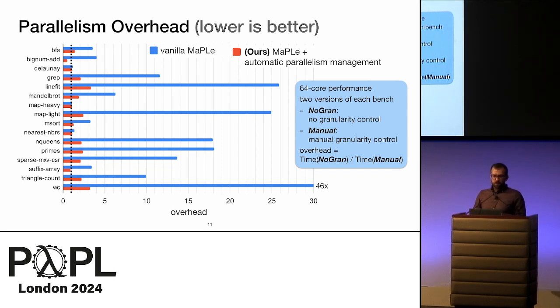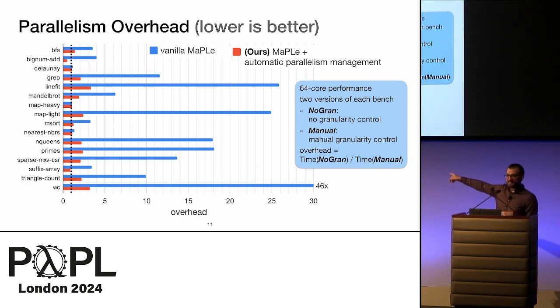Okay? So what we do here is we look at two versions of the same program, one with granularity control turned off and one with manual granularity control where we've gone in and made sure that we get best performance by tuning those grain sizes. If you look at the ratio of the performance of those two, you can get some sort of sense of the overhead of parallelism. What was the overhead that I paid in order to create these fine-grained tasks and schedule them, okay?